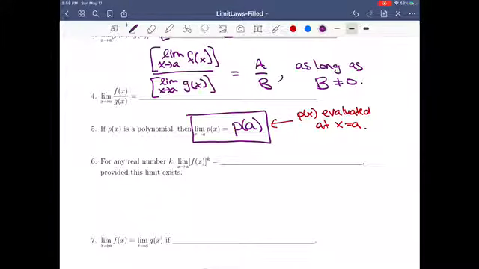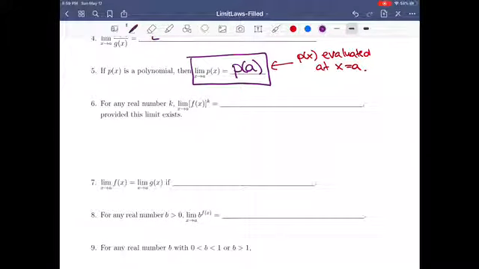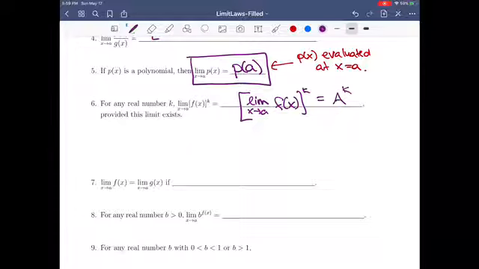So you can just plug in a, and that's your limit, whatever you get. Now, if you have a real number k, and you want the limit as x goes to a of f of x to the power k, again, you can move the limit around for when functions are nice. So we can bring the limit inside and take the limit first of f of x, so that's going to be A, and then raise it to the power k. Now again, here I've actually written, provided this limit exists.